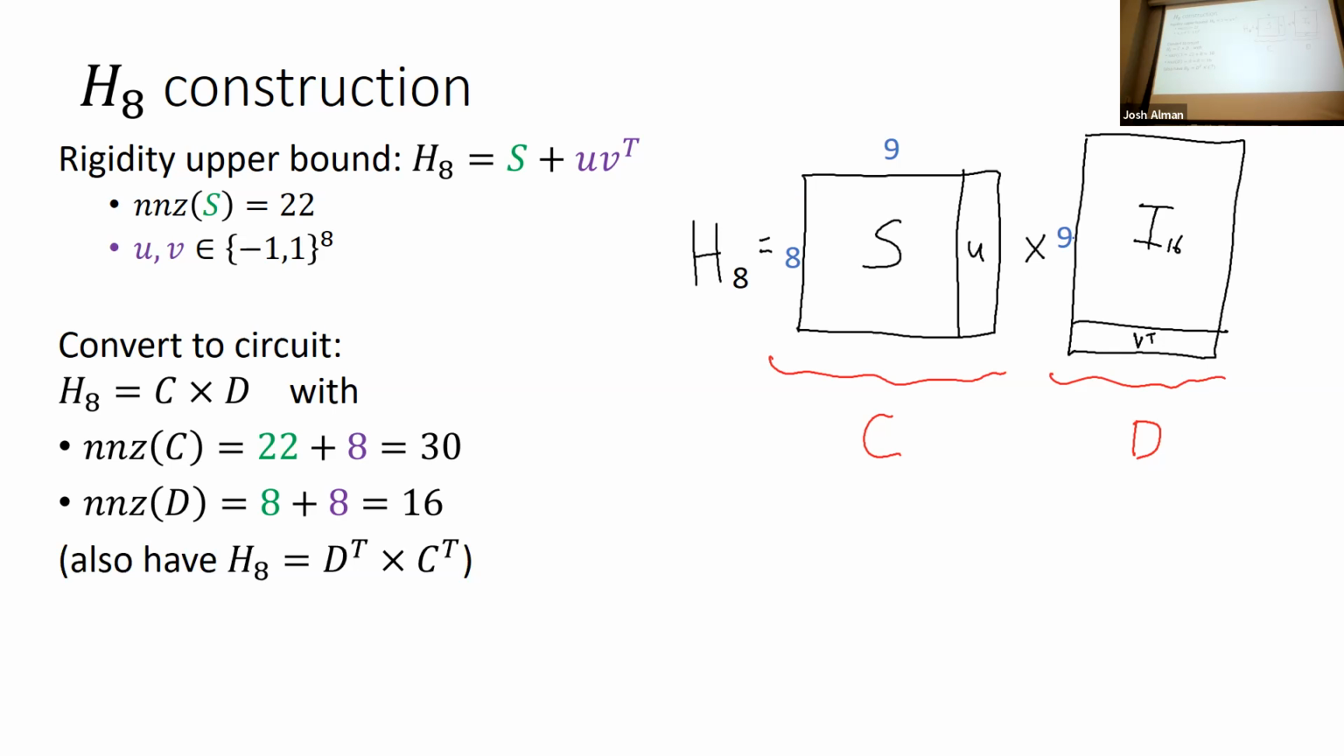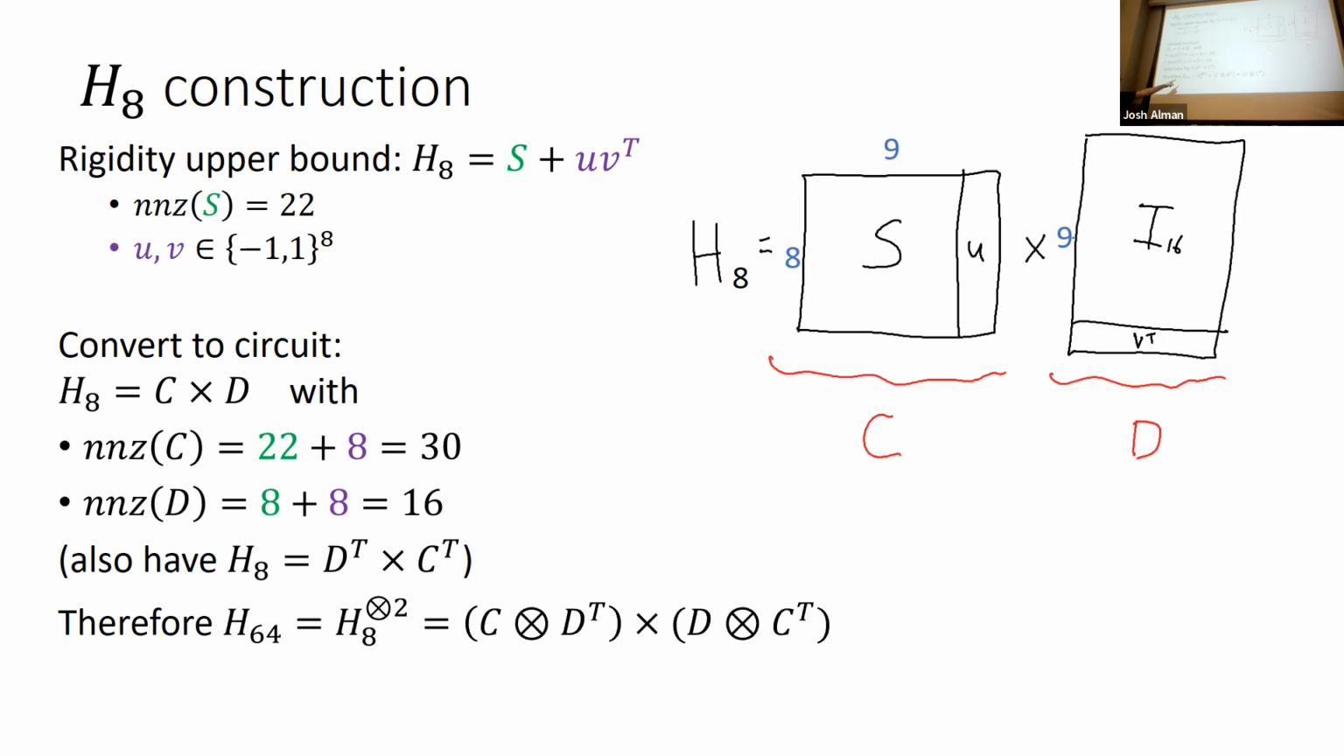Because H8 is symmetric, or if you permute the rows and the columns then it's symmetric, we could also write it as D transpose times C transpose. And now we'll use that mixed product property I told you before, and we can write H64 as the Kronecker product of 2 copies of H8. One of them we write as C times D, and the other one we write as D transpose times C transpose.